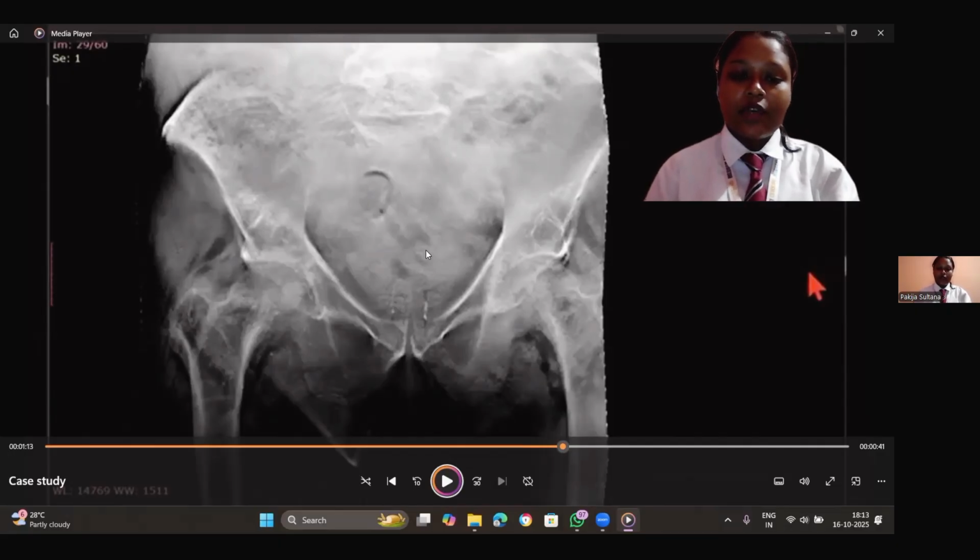Workflow efficiency: because the images are delivered digitally and organized with AI assistance, the turnaround is faster and radiologists can flag urgent findings quickly.